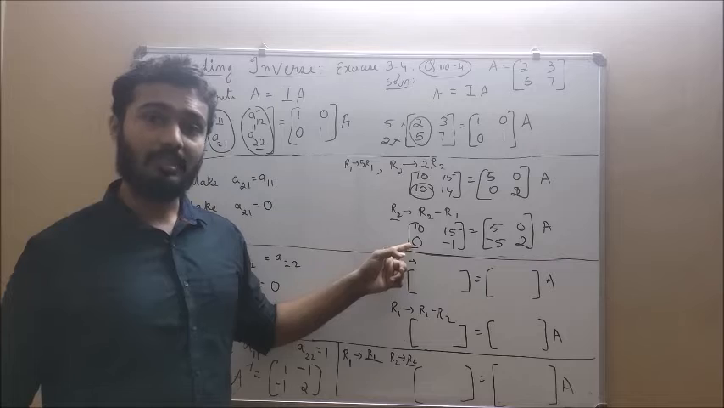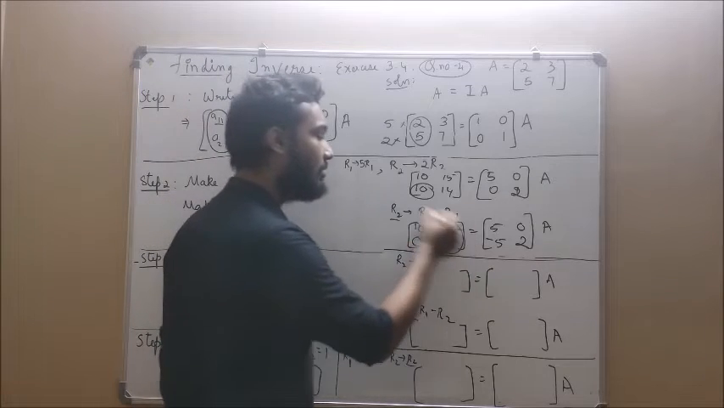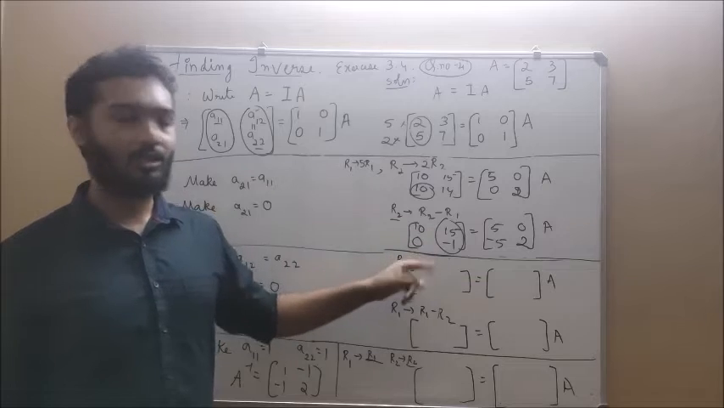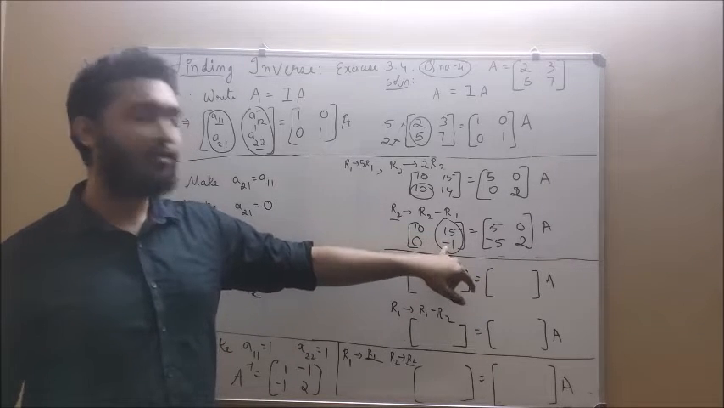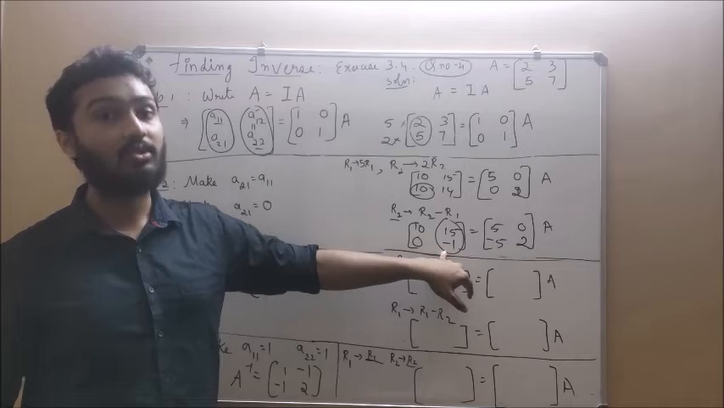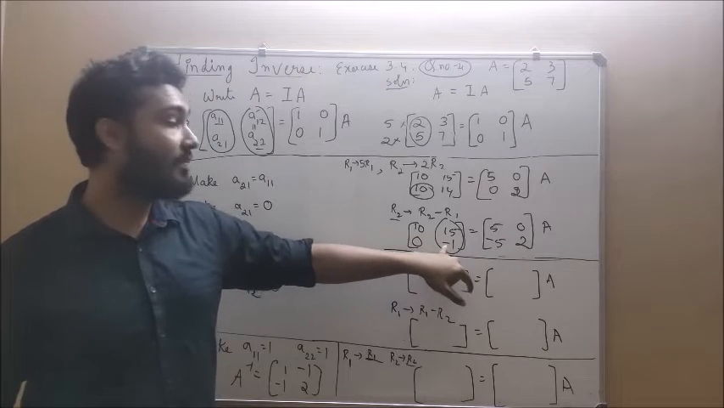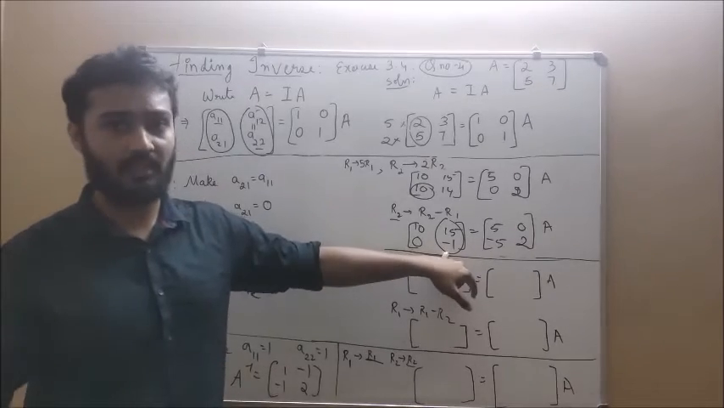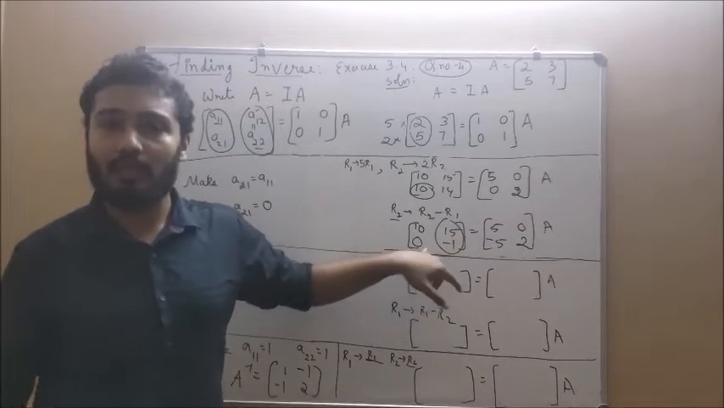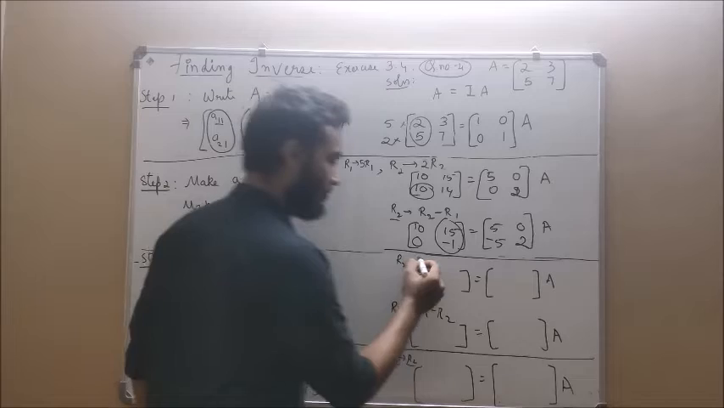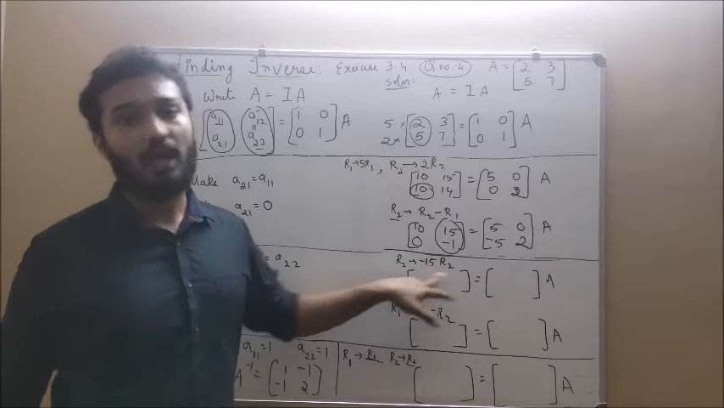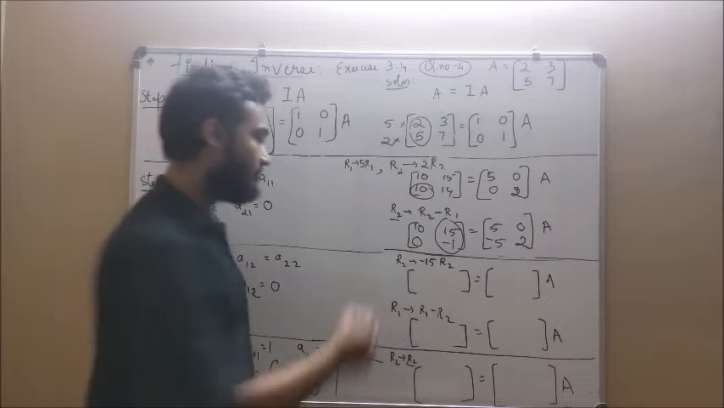Now what is the next step? Next step is we have to make these two equal. To make these two equal, now this is 15, and I have to make this also 15. So what to do? I will multiply this by minus 15. Minus 15 into 1 is nothing but 15. So multiply R2 by minus 15.